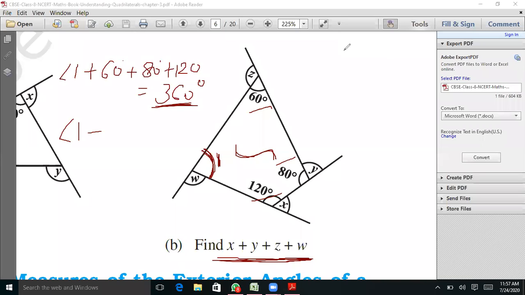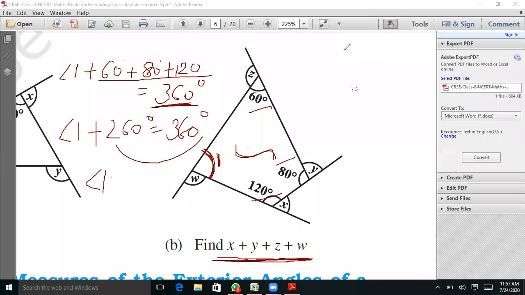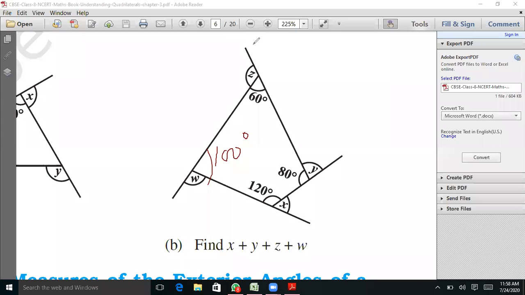Then angle 1 plus 260 is equal to 360 degree. Subtract it. Angle 1 is equal to 360 minus 260, which is 100 degree. Right? So we got here angle 1 is equal to 100 degree. Then now this angle is 100 degree by the angle sum property.